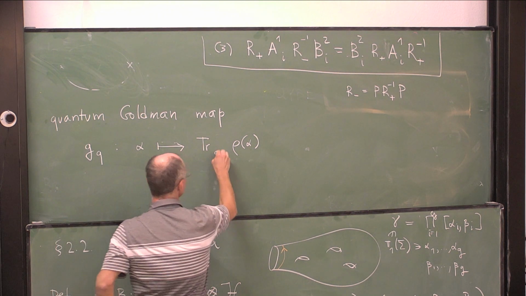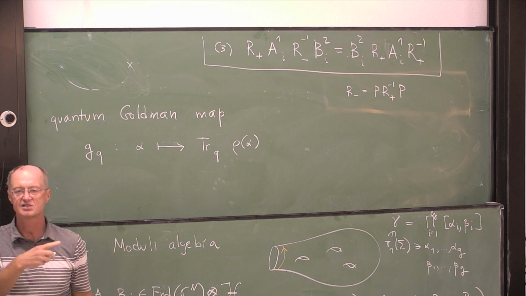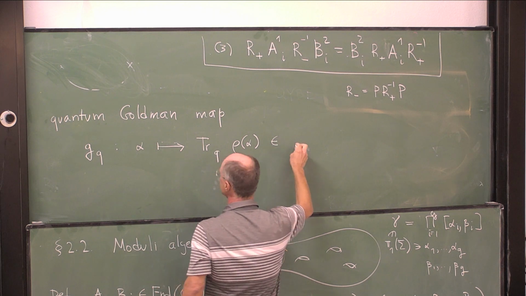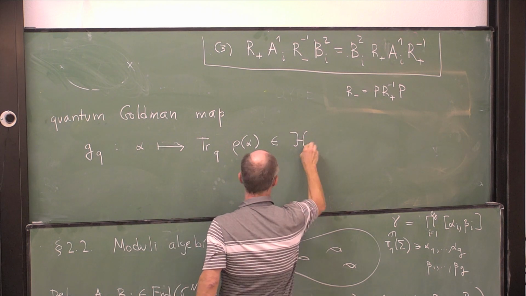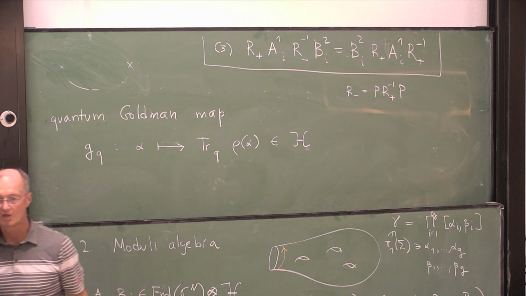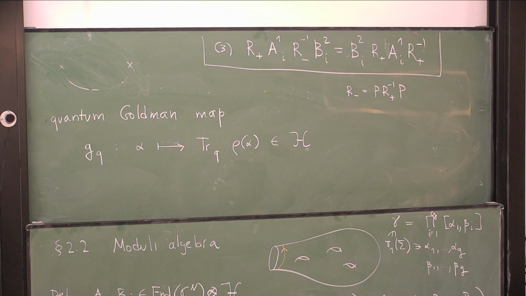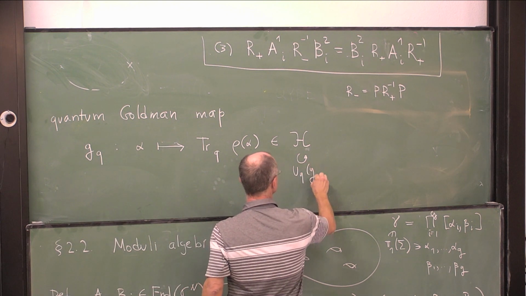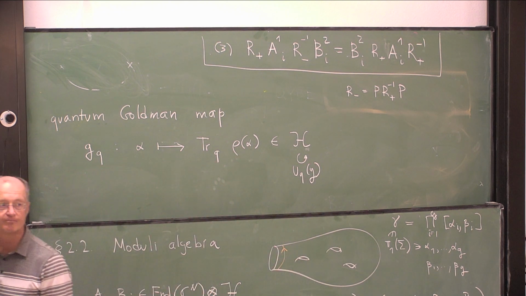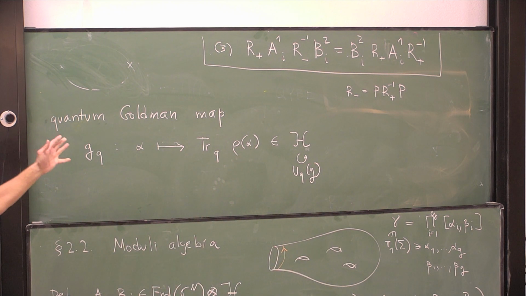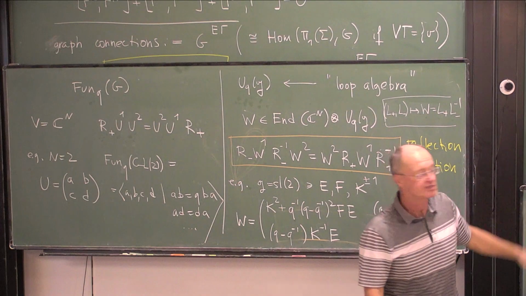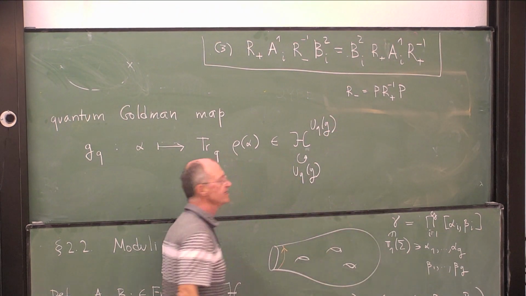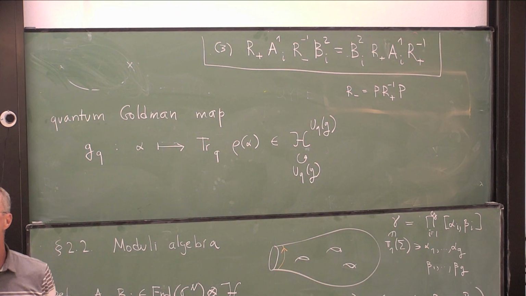So here I should slightly modify the trace. I should add some constant matrix which corresponds to the so-called quantum trace. And the element here will be an element of H. Moreover, it turns out that on H there is an action of UQ of G. That's the feature of the construction with those R matrices. And actually, this element is an invariant element under that action of UQ of G.